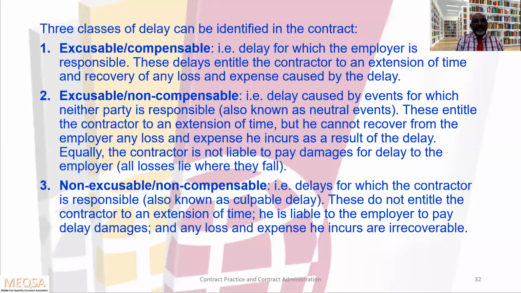The third one, non-excusable, non-compensable. That is, delay for which the contractor is responsible, also known as culpable delay. These do not entitle the contractor to an extension of time. He is liable to the employer to pay delay damages. And any loss or expense he incurs are irrecoverable.